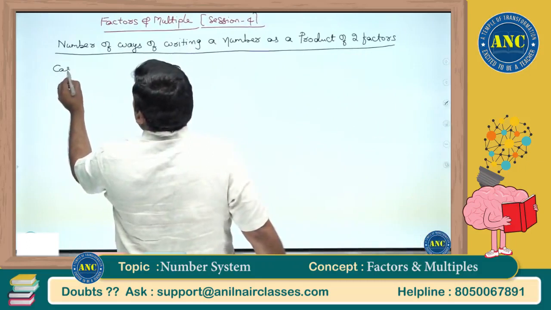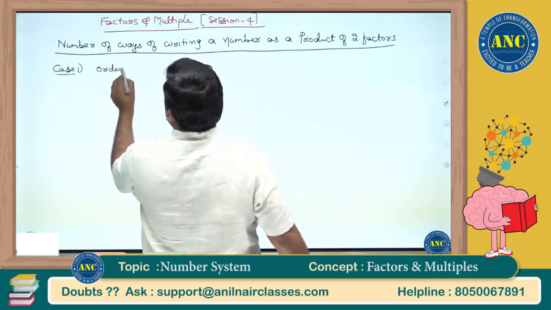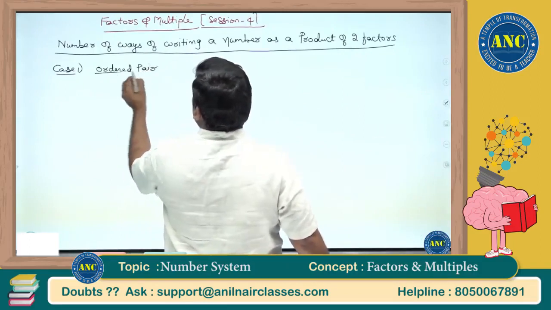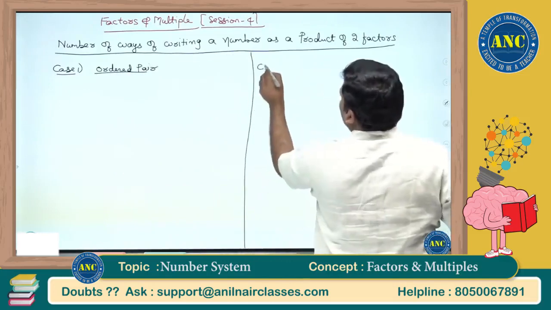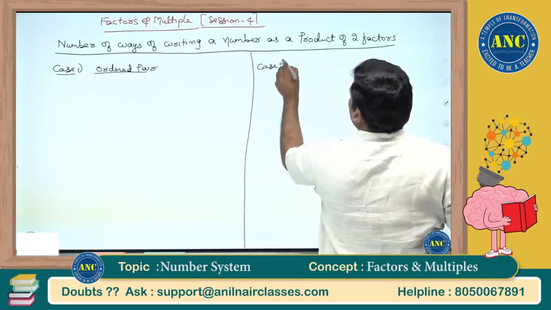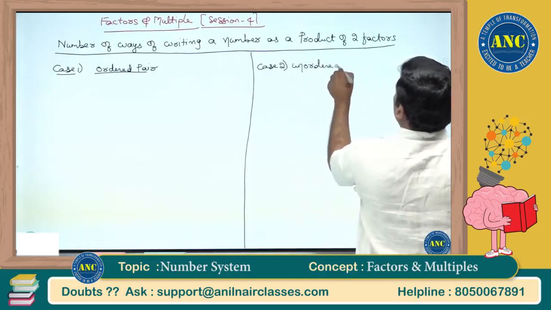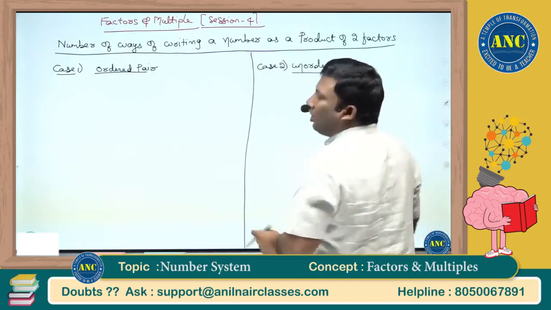Case number 1, ordered pair. Listen carefully, sir. There are two cases that will come. Case number 2, unordered pair. Ordered pair and an unordered pair.